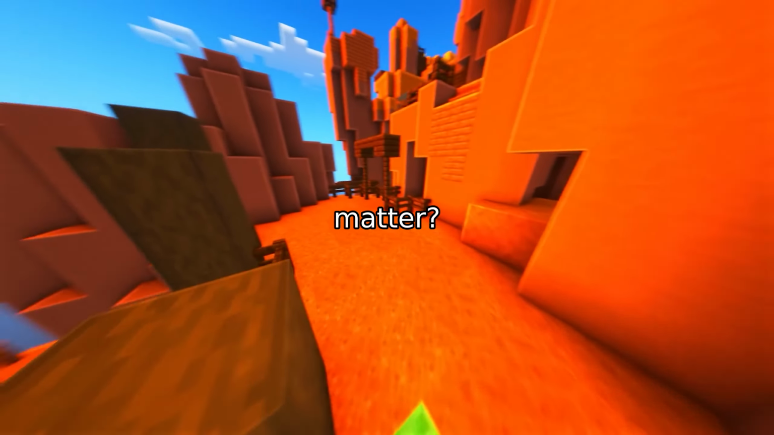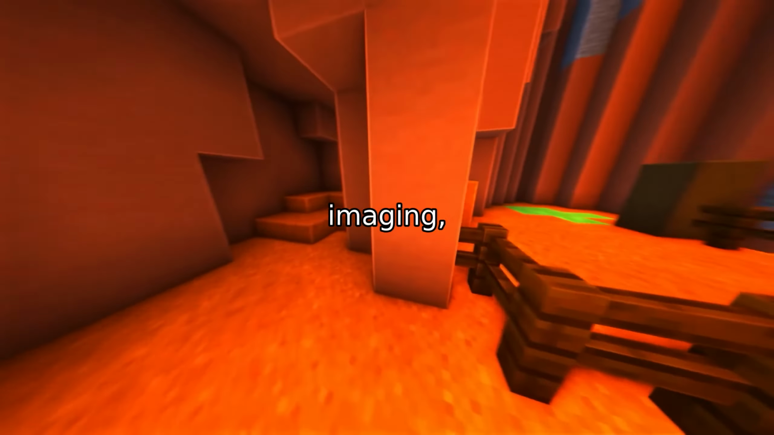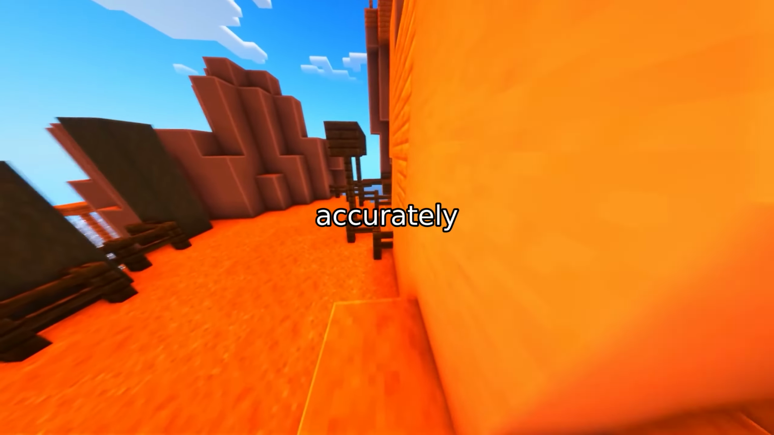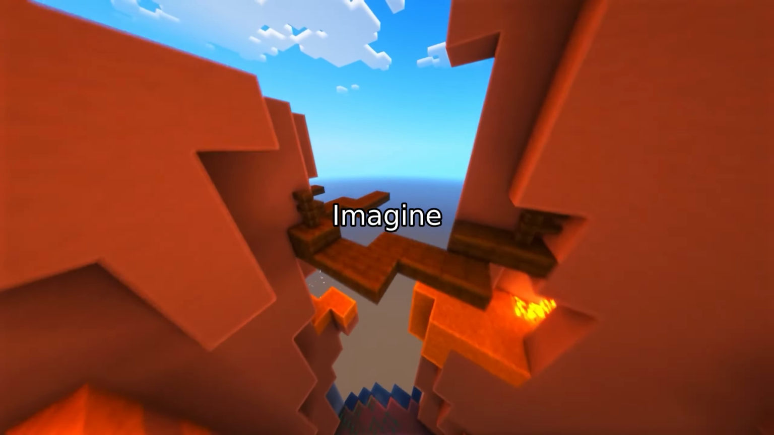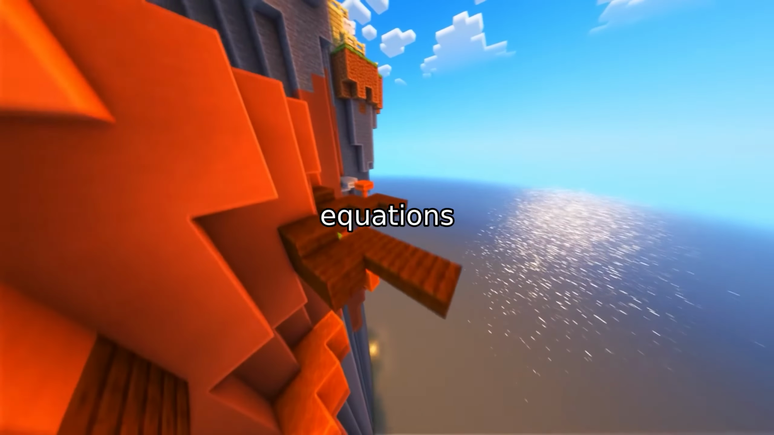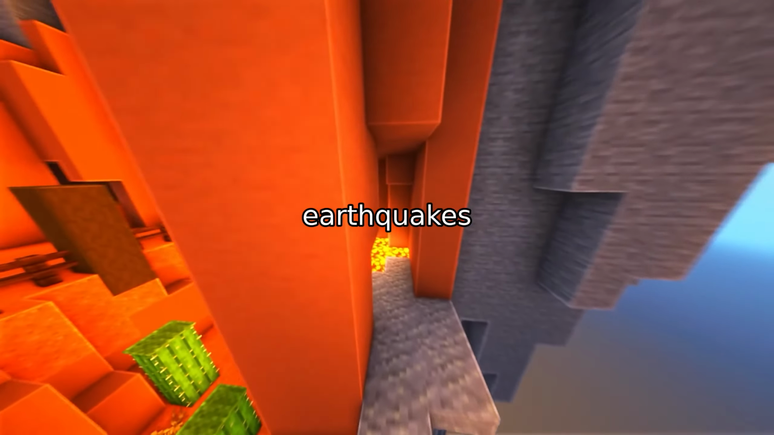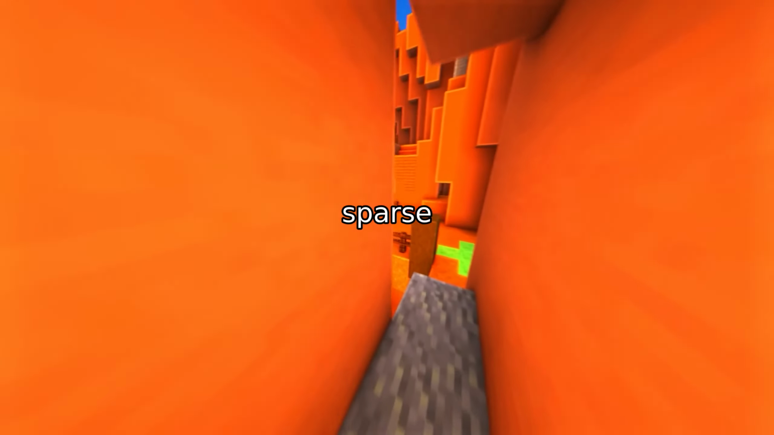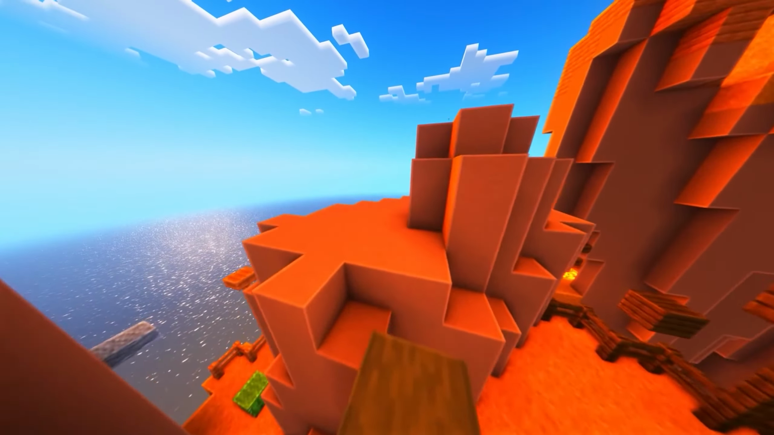So why does this matter? From climate modeling to medical imaging, solving inverse problems faster and more accurately could revolutionize science. Imagine a single model trained on physics equations that adapts to tasks like predicting earthquakes or reconstructing MRIs from sparse data. The possibilities are endless.